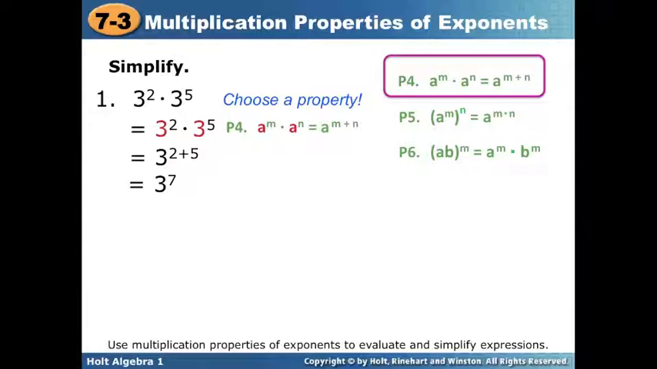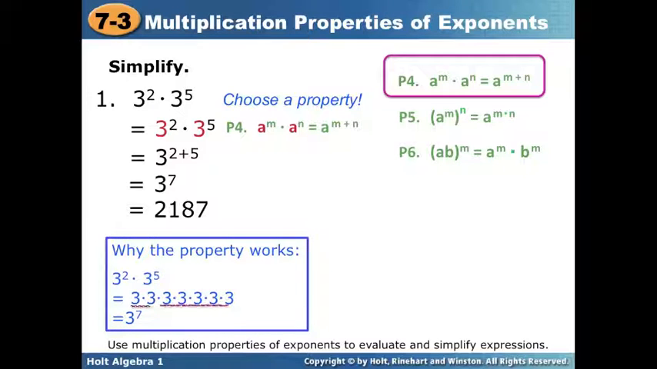Notice we did not multiply 3 times 3 and raise that to the 7th power. If we have like bases, we just add the exponents. 3 to the 7th equals 2,187. You may write your answers out if it is 4 or fewer digits. Keep it in exponent form if it's 5 or more.